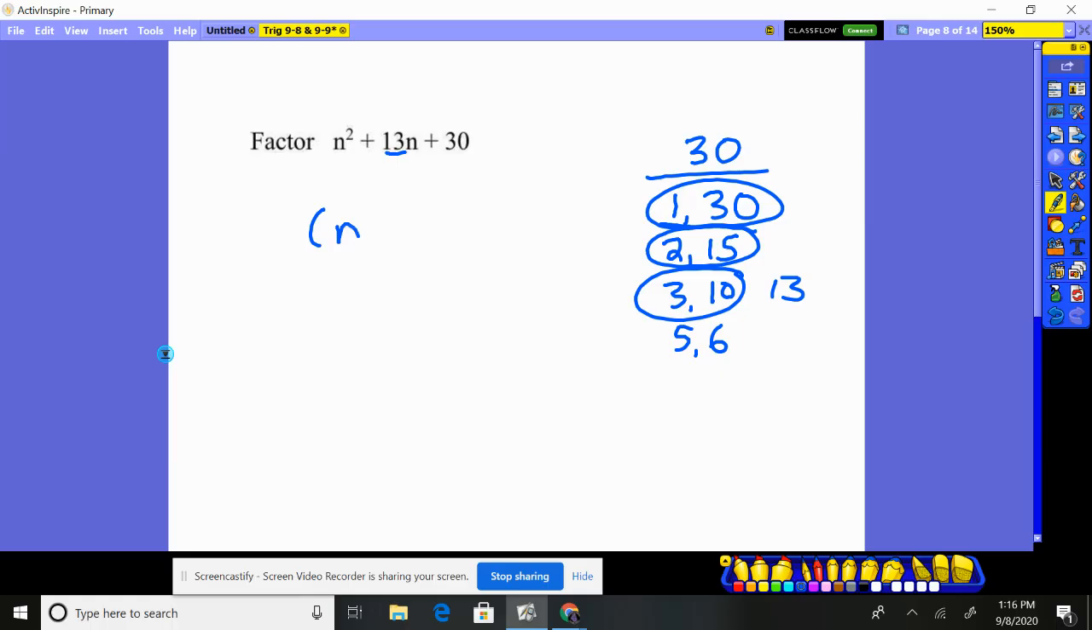So it's going to be the binomial n plus 3 times the binomial n plus 10. And notice that when we do the 3n and the 10n, that's going to give us the 13n. And when we do the 3 times the 10, it's going to give us that 30 that we want at the end.